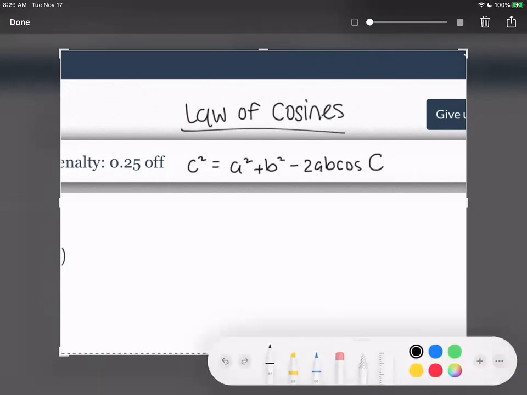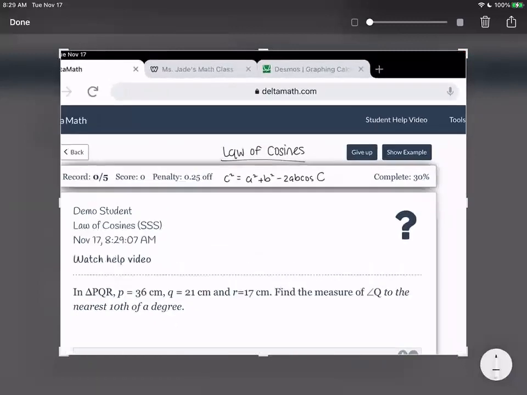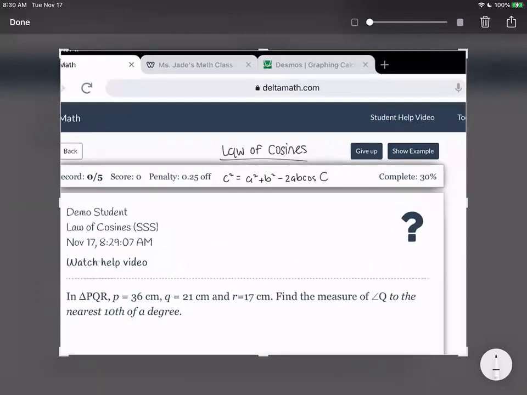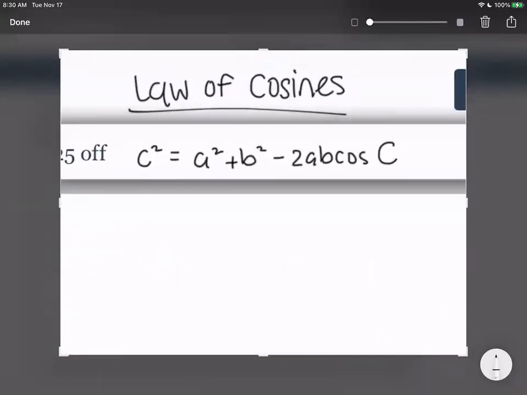Let me try and zoom out to show you. See how it says find the measure of q to the nearest tenth of a degree. So in this section we are learning to solve for the angle. So I'm going to rearrange this equation so that we can solve for cosine c, or solve for the angle c.